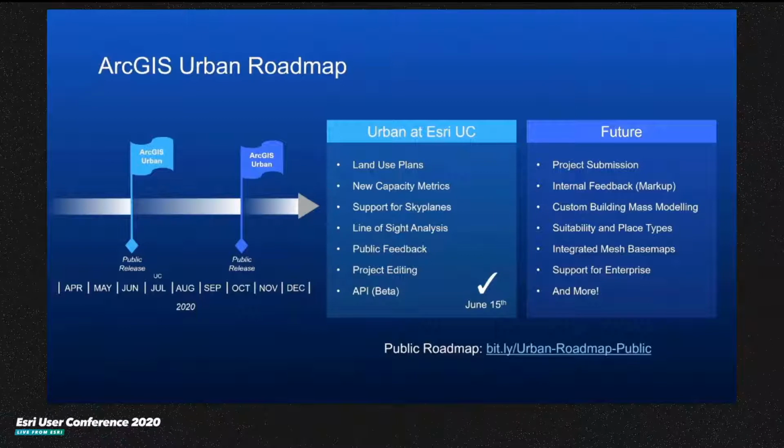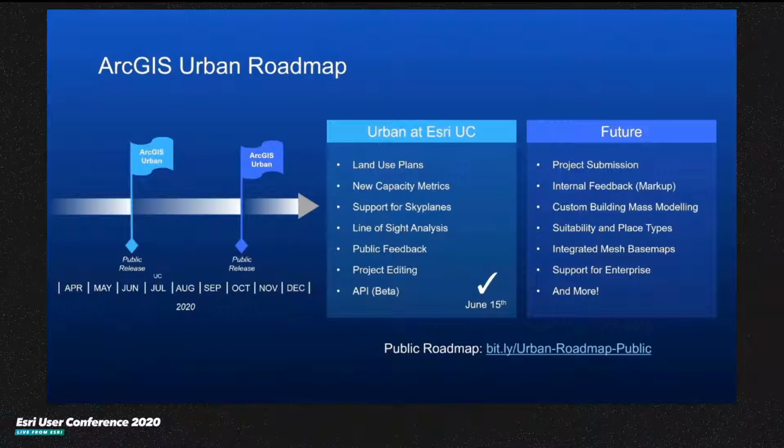Looking beyond that to our release later this year, there's a variety of capabilities that we're working on. Project submission will allow people outside of an organization that has Urban to create a project, upload a representation of it, be it a 2D site plan or a 3D model, and submit it for inclusion in Urban. We'll be expanding the internal feedback capabilities of Urban with a markup on plans and projects. We'll allow the custom editing of procedurally generated massing models from zoning regulation, so you can make minor modifications to what Urban generates en masse.